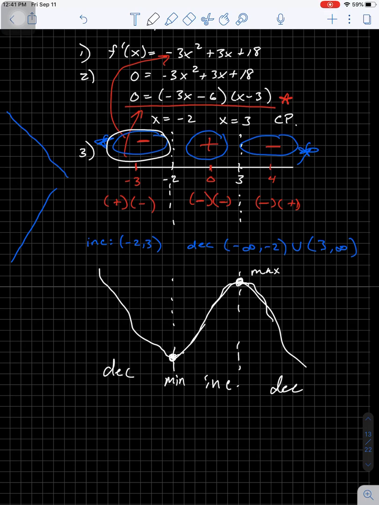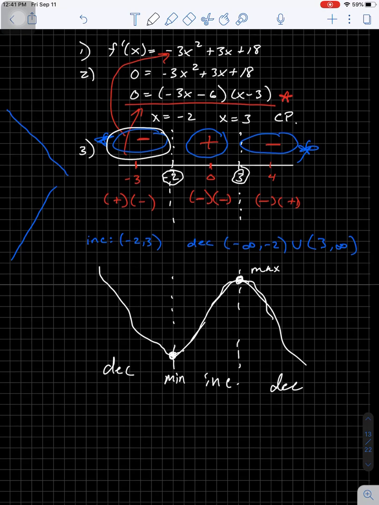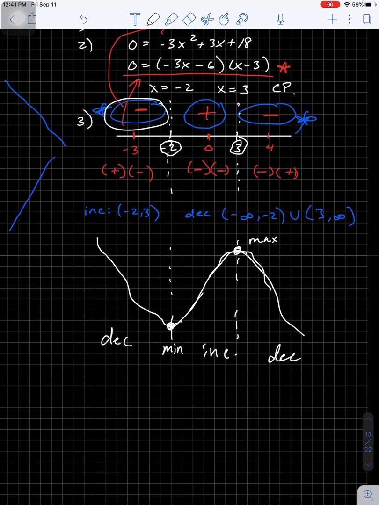So the way that you find those extrema, they are the critical points. They're the turning points from increasing to decreasing. Okay, and if you're going down up, you're making a min. If you're going up down, you're creating a max. Okay, so your minimum is going to be at -2. Okay, and you're going to get a maximum at 3.